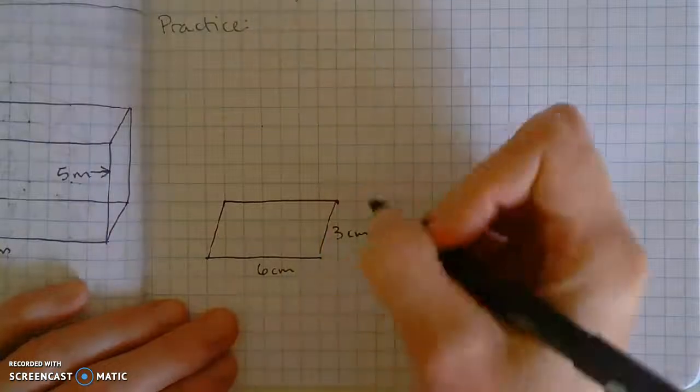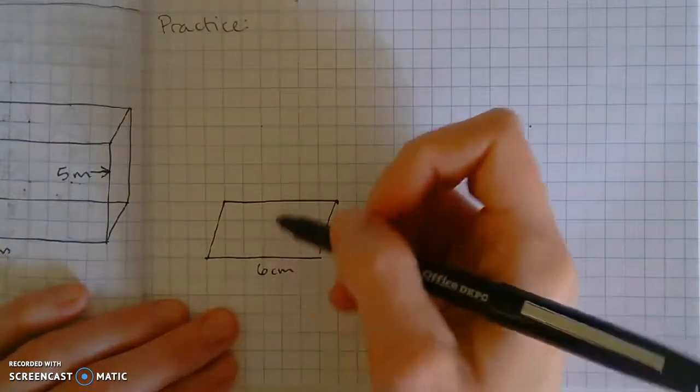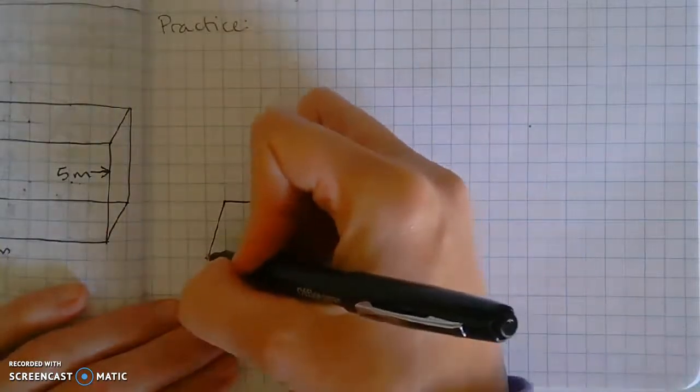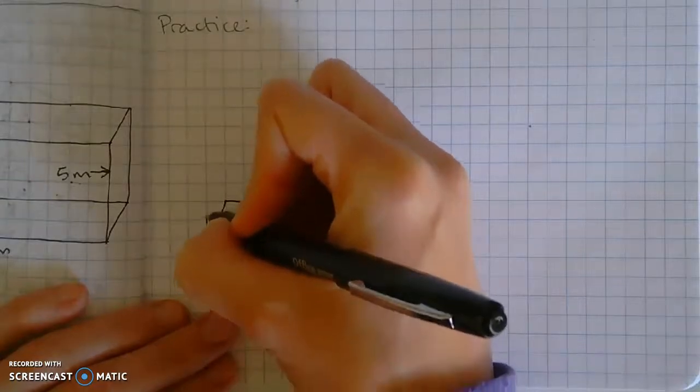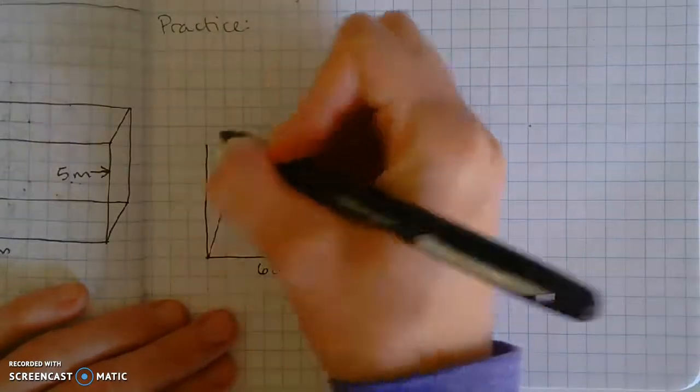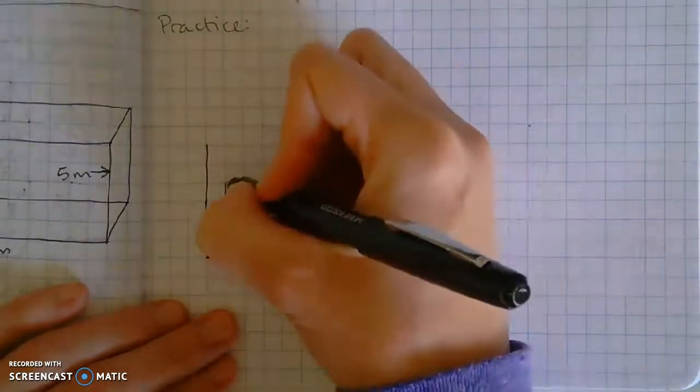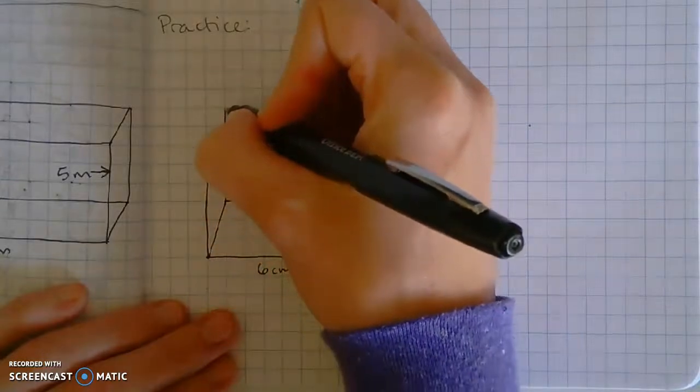Okay, so now I'm going to make this 6 centimeters tall. So I'm going to count up 6 from each corner. 1, 2, 3, 4, 5, 6.